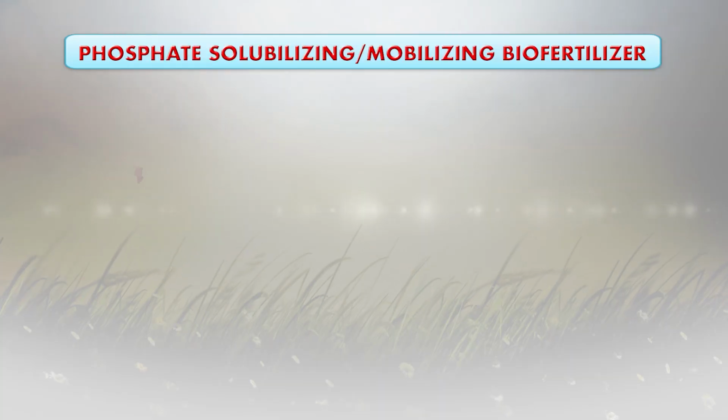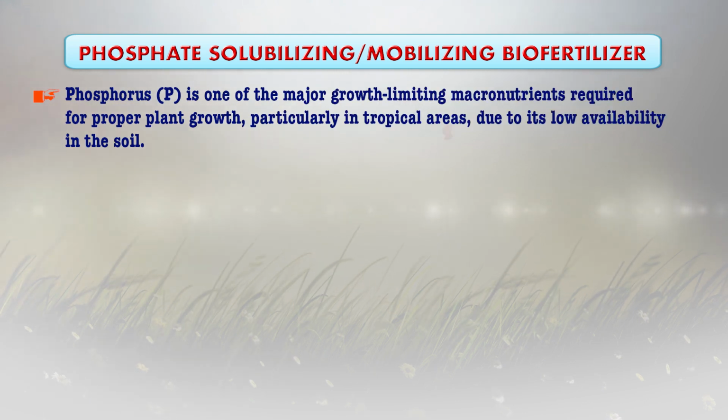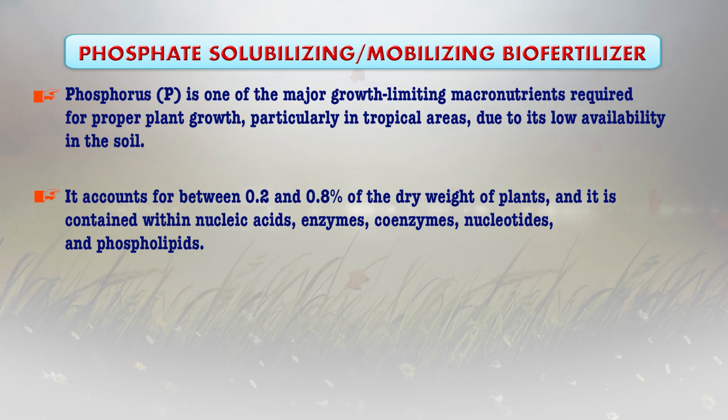So we have seen some of the important factors for phosphorus. We know that it is one of the major growth limiting macronutrients which is required for proper plant growth, particularly in tropical areas because of the low availability in the soil. Normally phosphorus ranges between 0.2 to 0.8% of the dry weight of plants, and it is contained within the nucleic acids, enzymes, coenzymes, nucleotides and also phospholipids. So phosphorus is required in every aspect of plant growth as well as development.